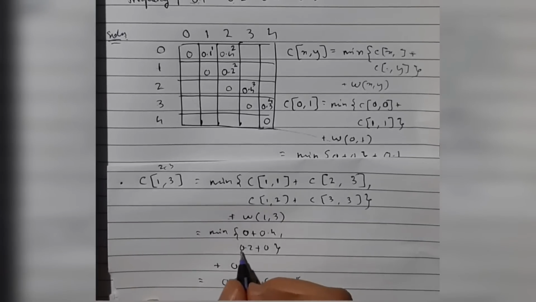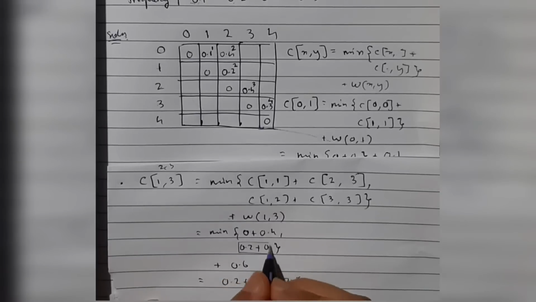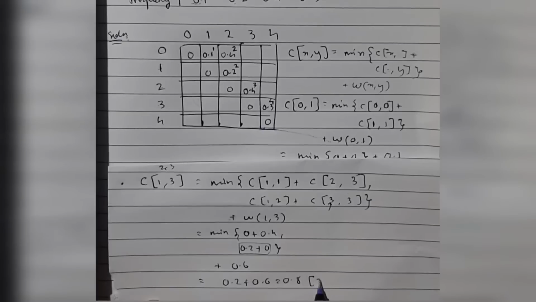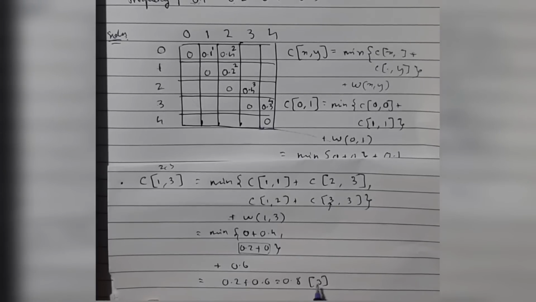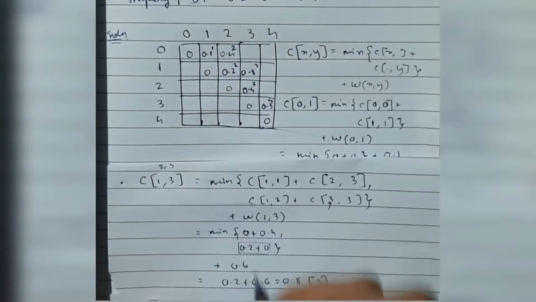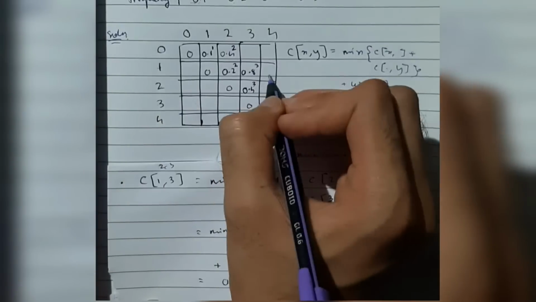Now from where I got the minimum? From the second one. Looking at the second one, I took the number 3. So I'll be writing here 3. I'll be filling this value inside the cell. So it will be 0.8 and 3. Then the next one is 2 and 4.